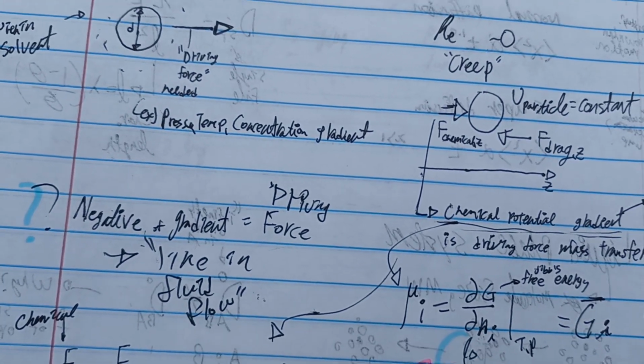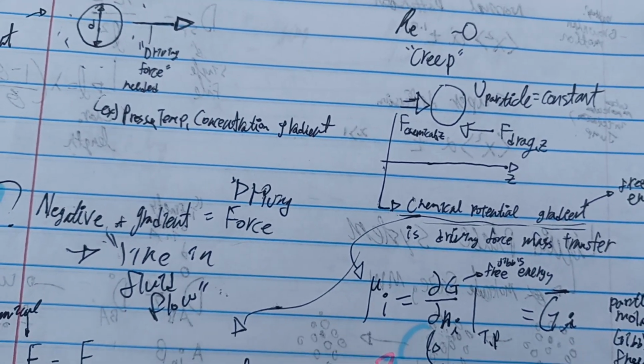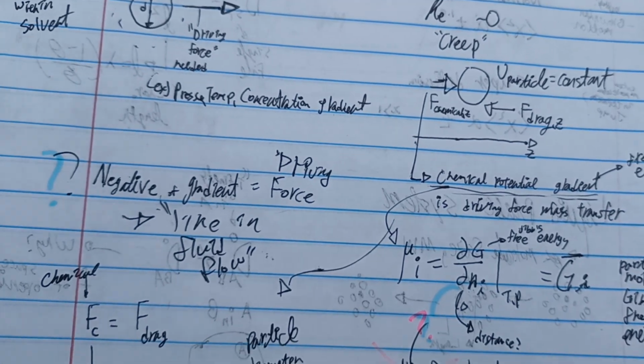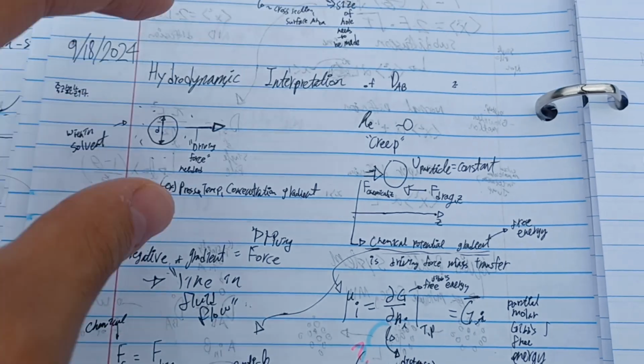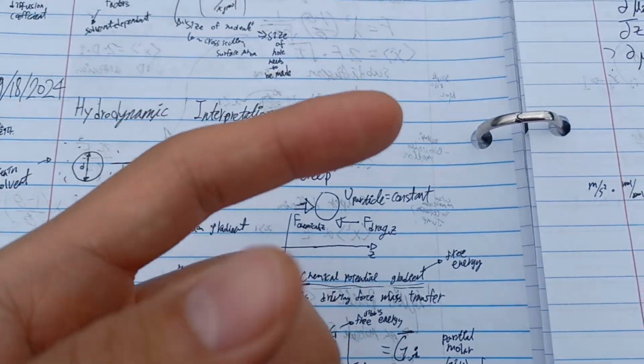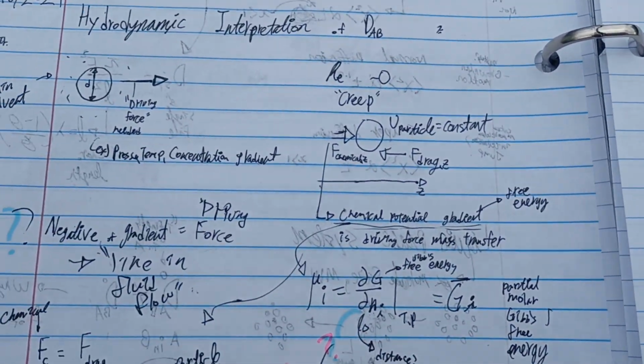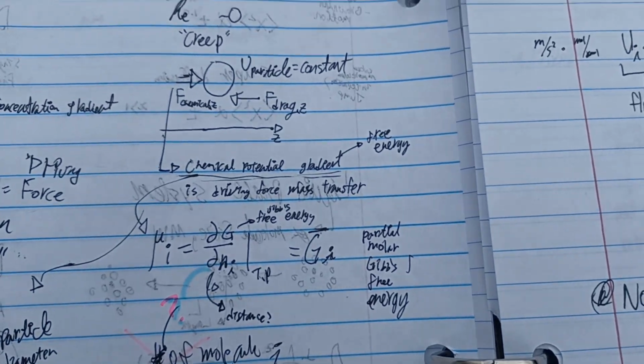And that is true, because the negative gradient is the driving force, just like in fluid flow, how the pressure goes from high to low as it increases in the z direction, so they have the negative sign. But I went on a bit of a tangent.